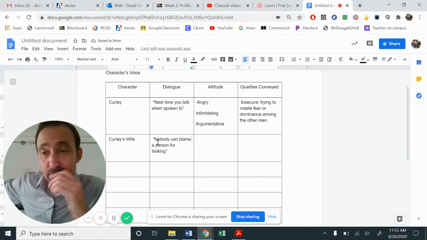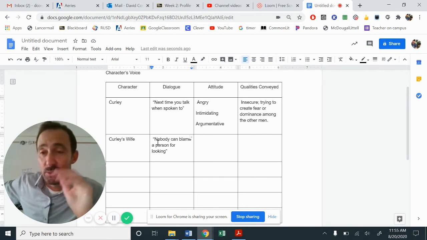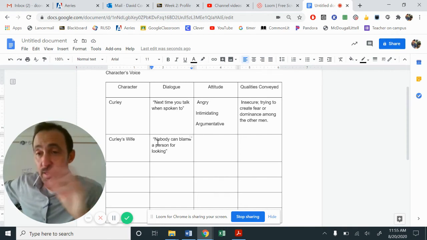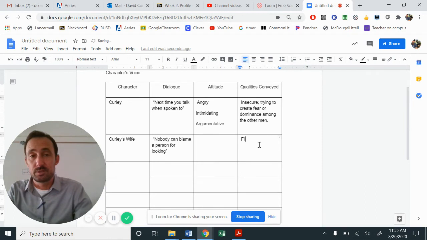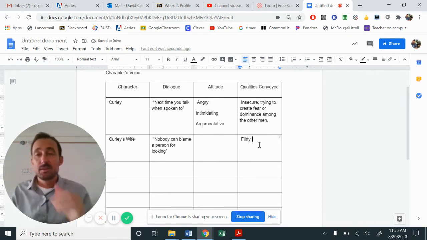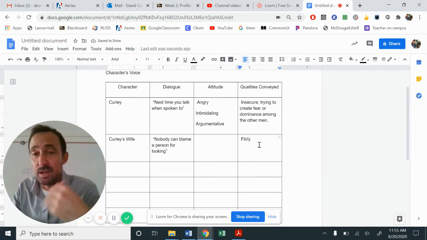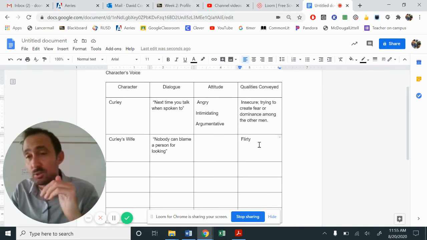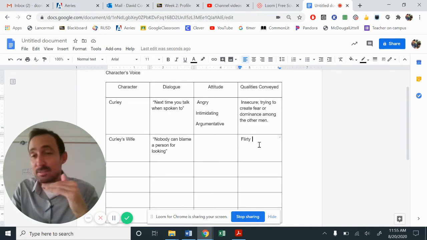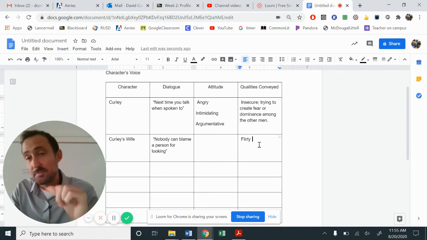Now, this comes across extremely flirtatious. This comes across, and we could probably put this for our attitude. It does come across really flirty. Okay? People think at this moment in time that Curly's wife is trying to get with George, trying to seduce him. However, that's really not the case.